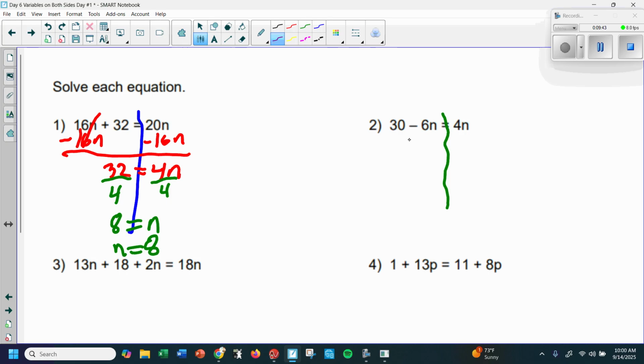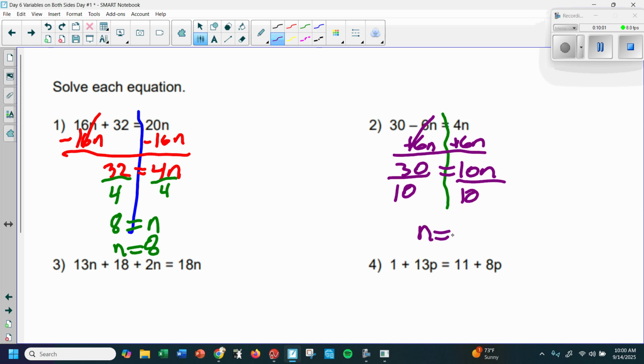So if you're minusing 6n, then the way to undo that is to add 6n on both sides. And when you do that, you get 30 equals 10n. Okay? And then the final step is easy. Divide both sides by 10, and you get n equals 3 or 3 equals n. It does not matter.